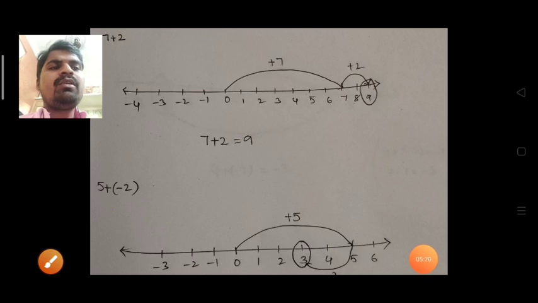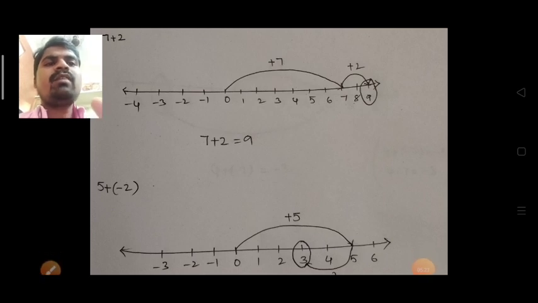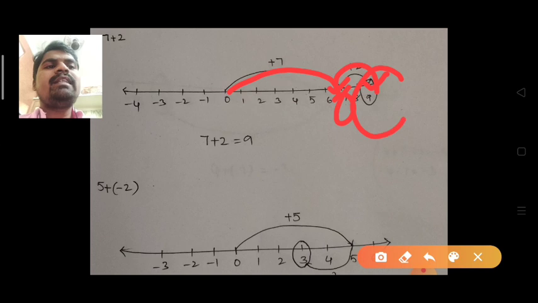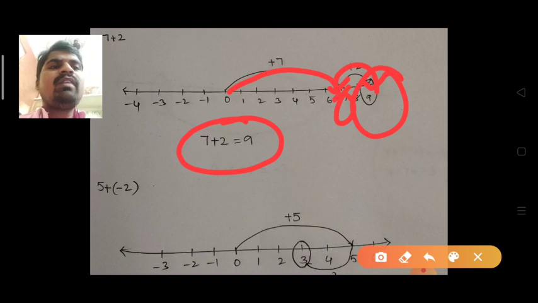So you observe here the first step starts from 0 and the second step starts from 7. So what is the final answer? Here the final answer is 9. So the result is 7 plus 2 is 9 according to the number line. The last step gives 9, so that is the answer. Generally you know very well 7 plus 2 is 9.